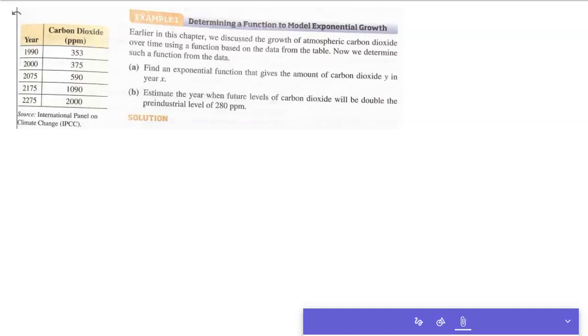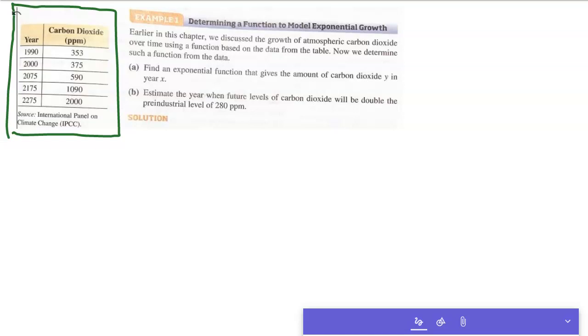Okay, this is a typical problem you'd see out of a textbook for exponential equations. You can kind of ignore this and just look at the table. The table lists carbon dioxide in ppm, which stands for parts per million, so it's talking about the parts per million of carbon dioxide in the atmosphere.